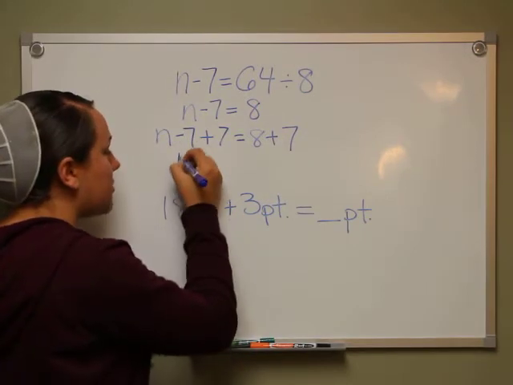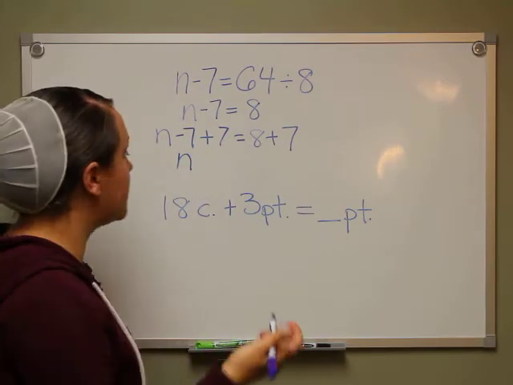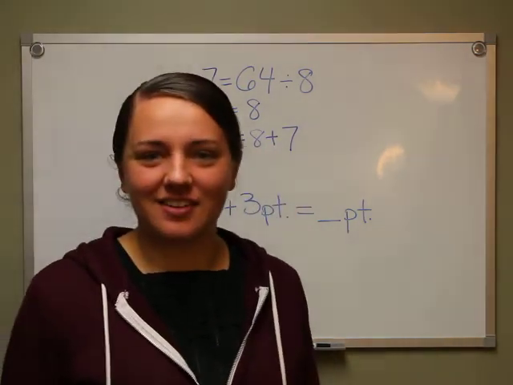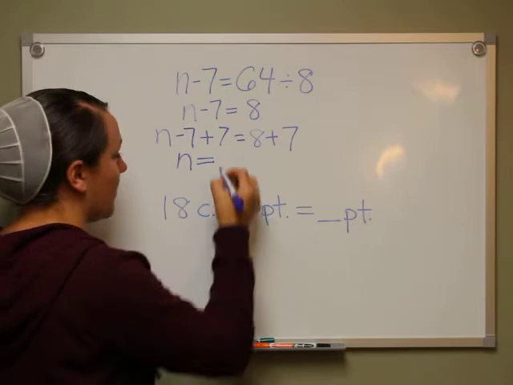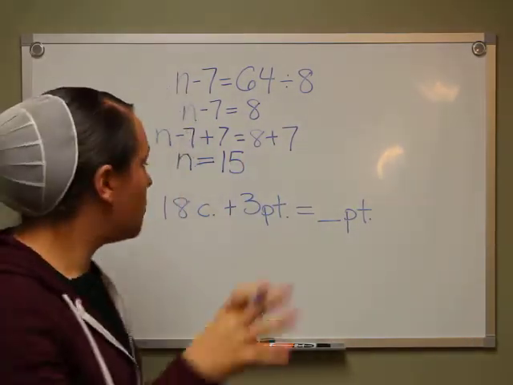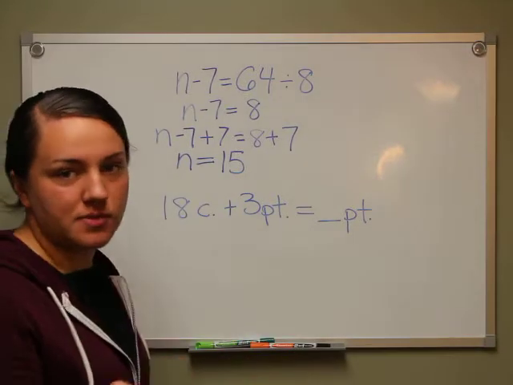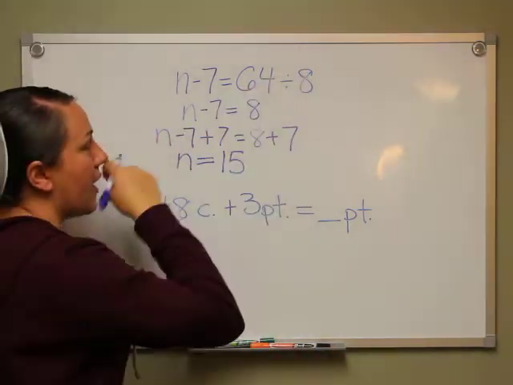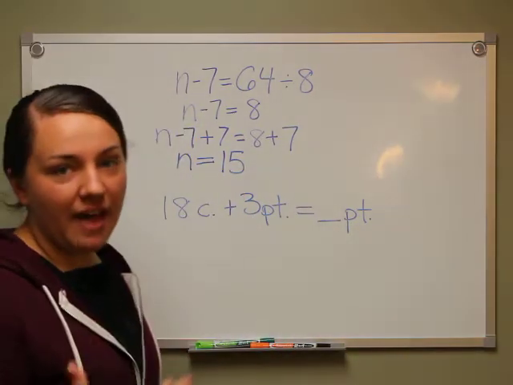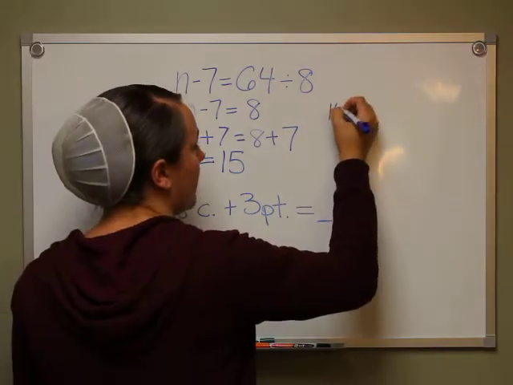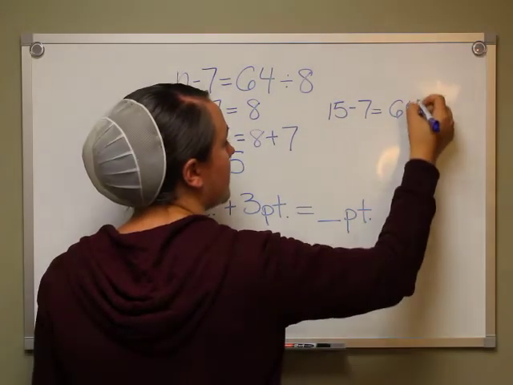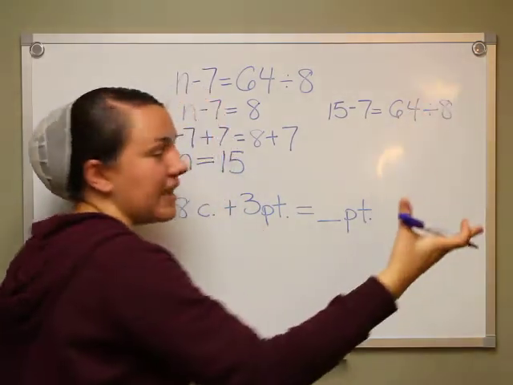So now all we have left on this side is n, and that's what we want. So now we have n equals 8 plus 7. What's 8 plus 7? 15. Now our third step is to check if this worked out correctly. We need to check if n actually equals 15. So we're going to rewrite our algebraic equation, and we're going to use 15 in place of n. So we have 15 minus 7 equals 64 divided by 8, okay?